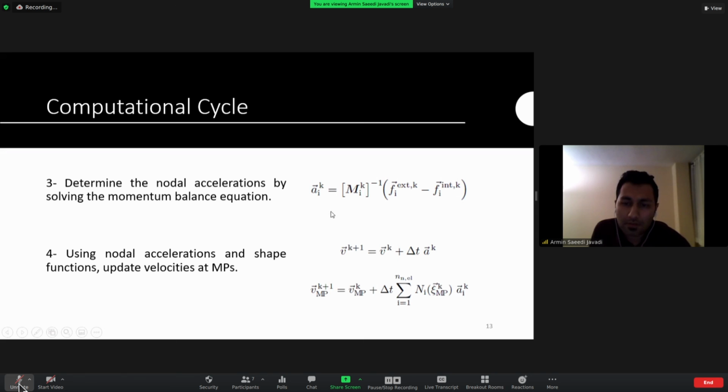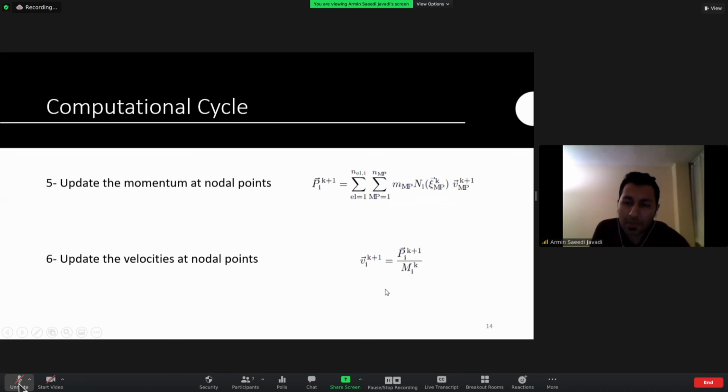Using our nodal acceleration and shape functions, we can update velocities at material points, and now we can update the momentum. If you can remember, I talked about solving the momentum equation at the nodal points. Here we solve the momentum. We calculate the momentum at nodal points, and using that we reach the velocities at the nodal points.